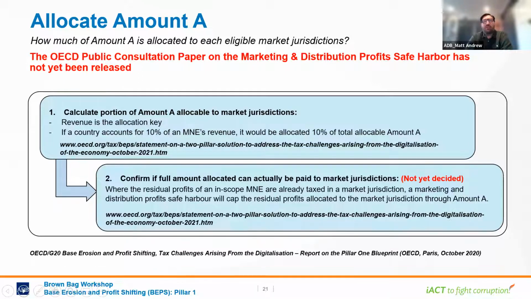Next, Amount A is allocated to jurisdictions on a pro rata basis. So revenue is the allocation key. And if country X, for example, accounts for 10% of a multinational's revenue, it would be allocated 10% of the total allocable Amount A. However, it is important to note that the October OECD statement does note that where the residual profit of an in-scope multinational is already taxed in a market jurisdiction, a marketing and distribution profits safe harbor could apply to cap the residual profits allocated to the market jurisdiction.